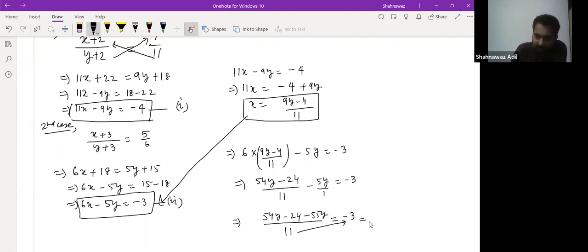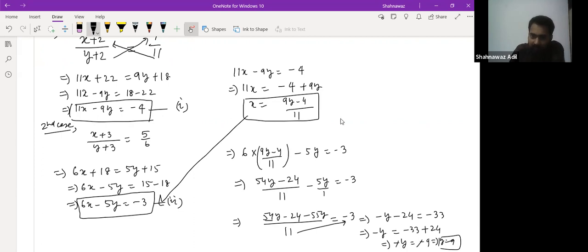So this will become 54y minus 55y. How much? Y. Plus or minus? Minus. Right. Minus y, minus 24 is minus 33. So this will be minus y and minus 33 plus 24. Right. So this is minus 9. So y is 9.